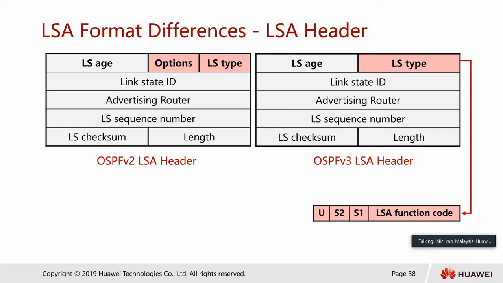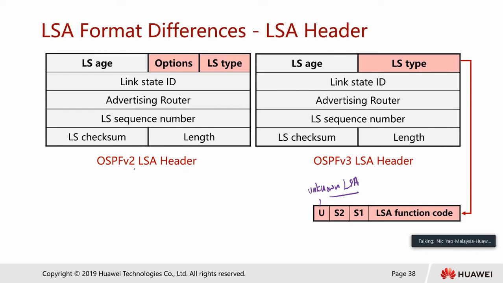But when compared to OSPF v3, what has been increased and what has been removed? Actually, nothing much has changed. You can see that under the LS type, there are no more options, but they extend the LS type. Under LS type, they have the LSA function code, the U bit, the S2 bit, and also the S1 bit. Remember, just now I mentioned the U bit is for handling the unknown LSA.